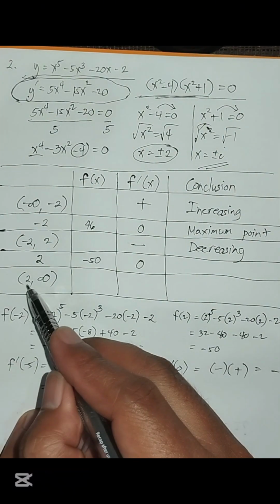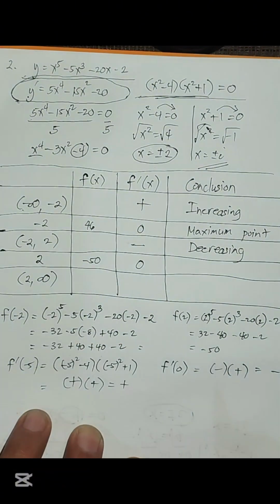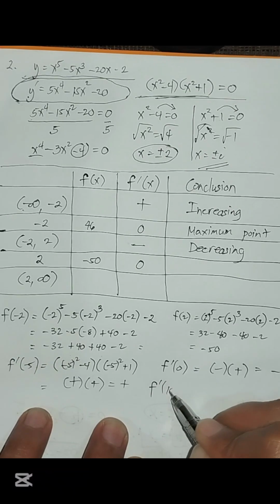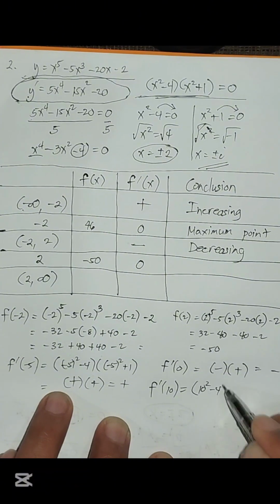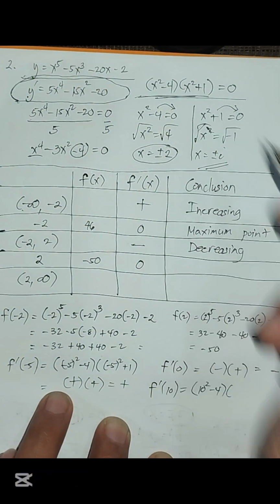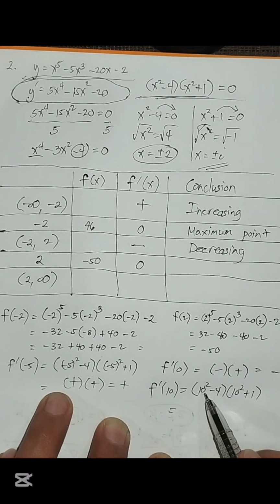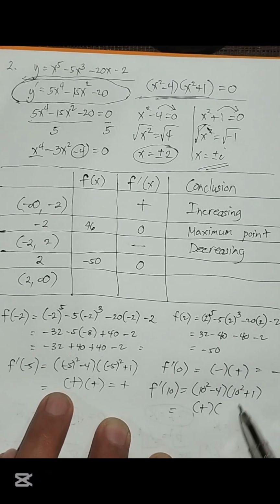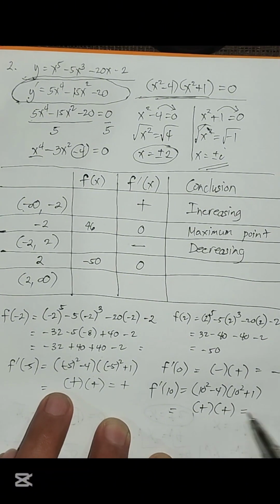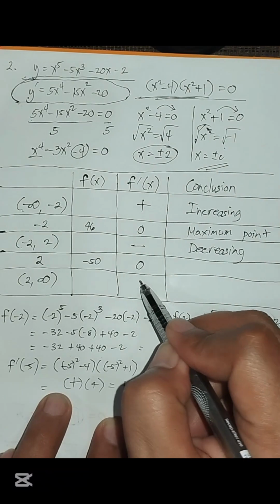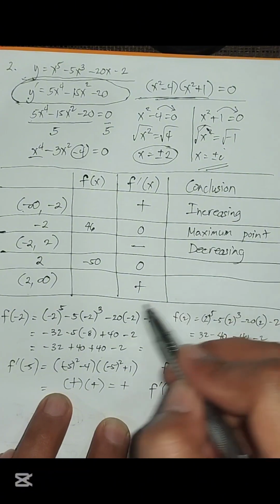Okay? So let's choose a number in the interval 2 to positive infinity. Let's try 10. So f prime of 10: substitute in this. We have 10 squared minus 4 times 10 squared plus 1. We're only interested in the sign. 10 squared is 100 minus 4, so the sign will be positive. 10 squared is 100 plus 1, so the sign is also positive. Positive times positive equals positive, so in this interval the sign is positive.